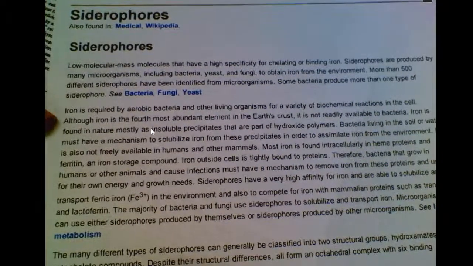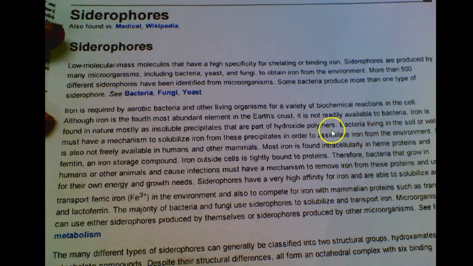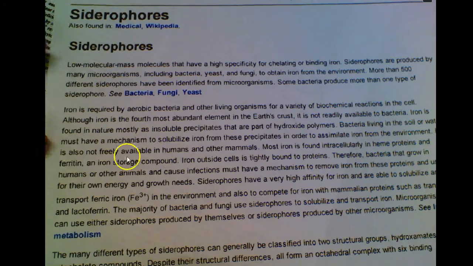it says although iron is the fourth most abundant element in the Earth's crust, it's not readily available to bacteria or to plants. So it usually occurs in the soil as insoluble precipitates, so that they can't get a hold of it. And bacteria actually produce these siderophores to be able to assimilate iron from the environment.